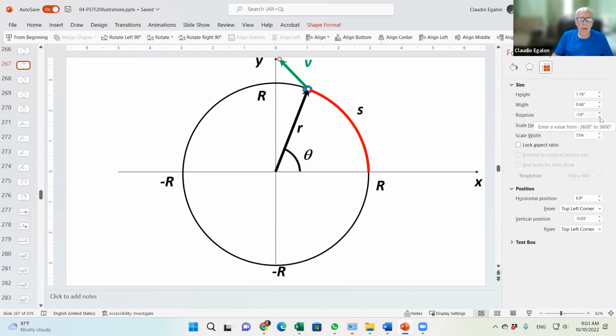Position rotation, here you go. Let's make it tangent to the path. When I make it tangent to the path, it becomes perpendicular to the position vector, right?